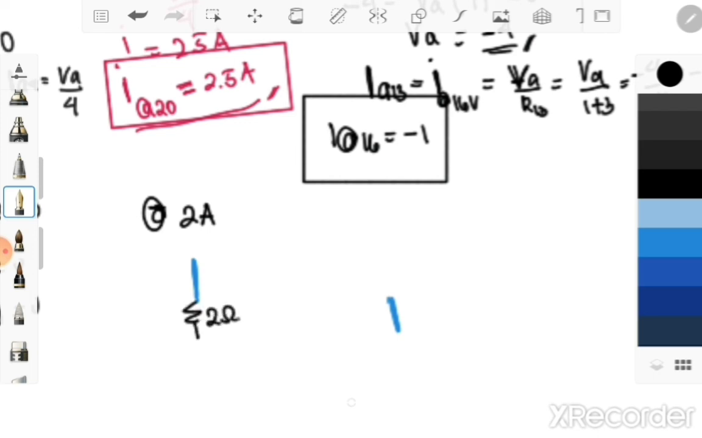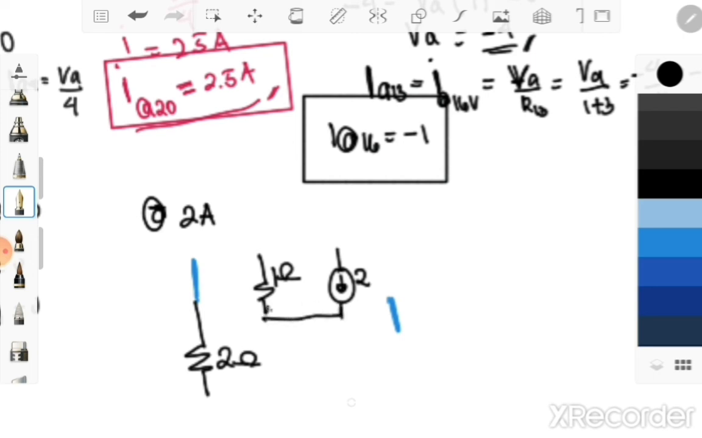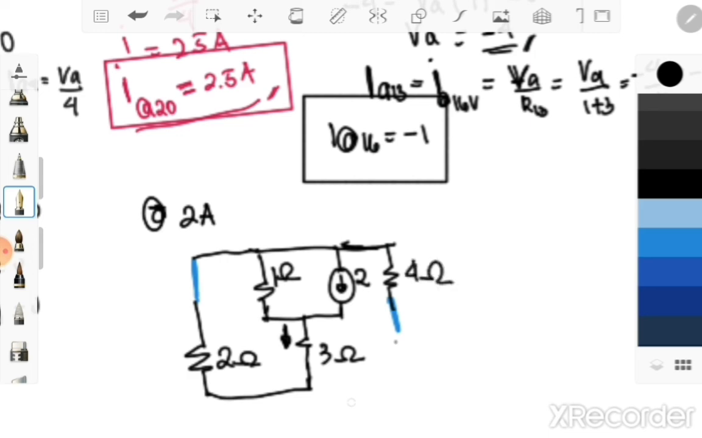So we have 2 ohm, and then your 1 ohm, and then we have your 2 ampere, and then your 3 ampere, 3 ohm. So lakihan natin ng konti, no, para mas mapansin. So we have our 2 ohm, and then another 1 ohm, and then your 2 ampere current source going down, and then our I, which is, we have our 3 ohm, and then another 4 ohm. Okay.